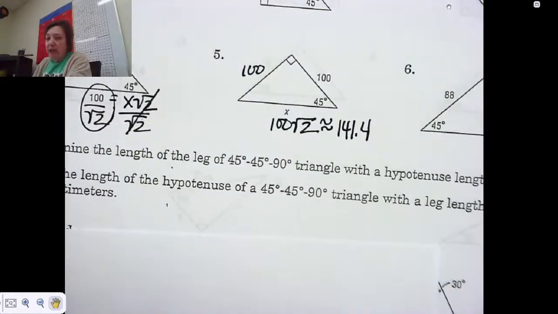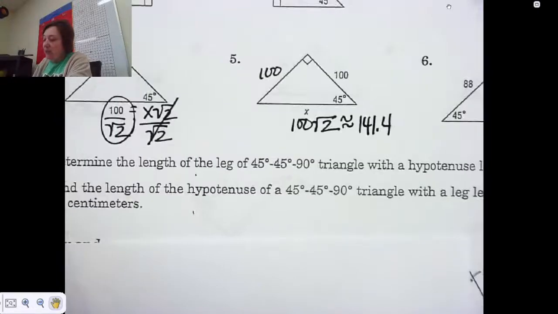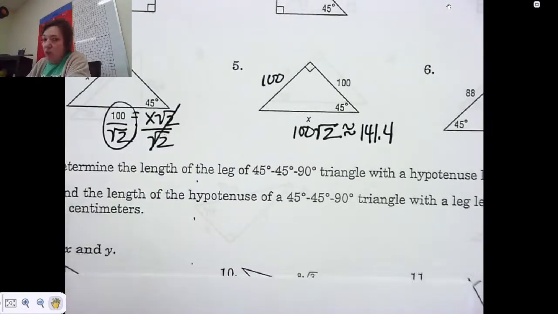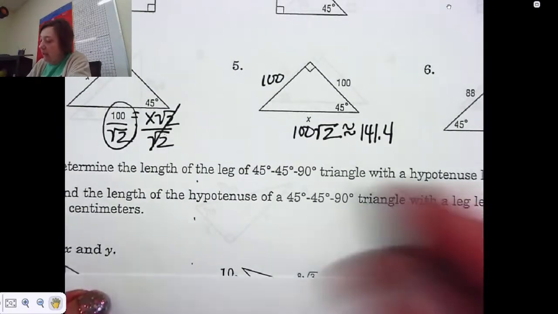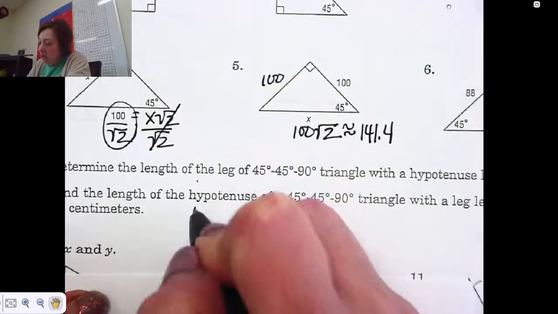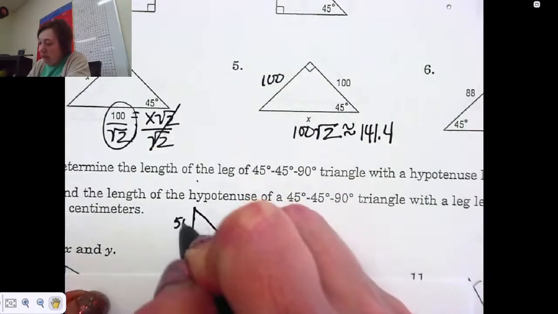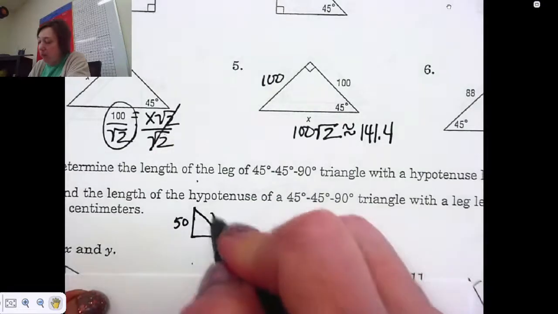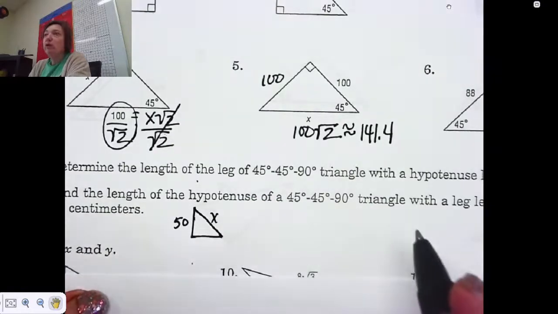Oh, well, we got number 8 to go. So number 8, it says find the length of the hypotenuse of a 45, 45, 90 with a leg of 50. So we've got a 45, 45, 90 and a leg of 50, and we want to find this. So what do we do?